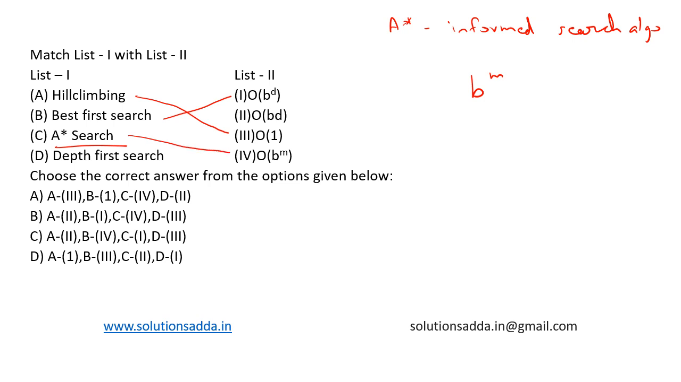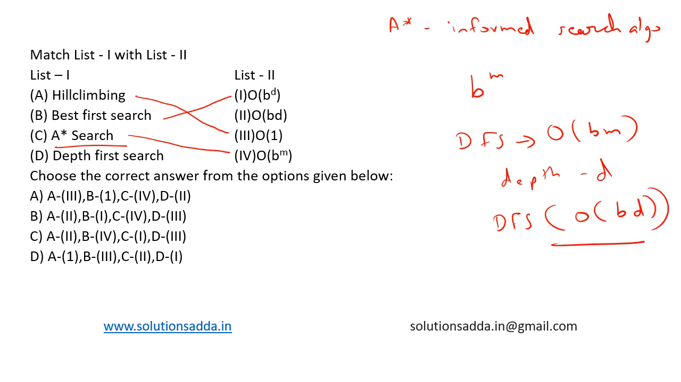Next one is depth first search. DFS is an algorithm that explores as far down a branch as possible before backtracking to explore other branches. Here DFS needs to store the current path from the root to the deepest explored node, which requires a memory proportional to the depth m. We can denote depth as m, or we can denote depth as d, and a branching factor b. So DFS has a space complexity of order of b into d. So D maps with 2.